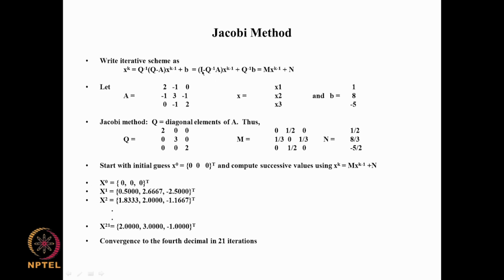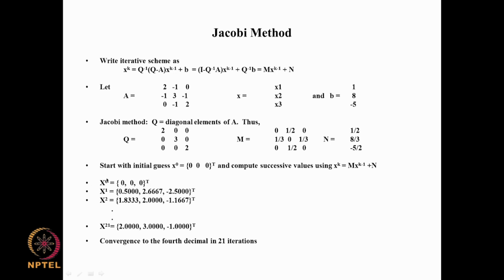by A and subtract from the identity matrix, and then you can show that M is given by this: 1 by 2, 1 by 3, 1 by 3, 1 by 2, and N is this. So, now you know M here and N here. You can start with some initial guess, for example 0 0 0 for the 3 variables, and then substitute that here and then get x1, and then you put the x1 back here and then get x2, and then put it back here, get x3, and so that is what you have.